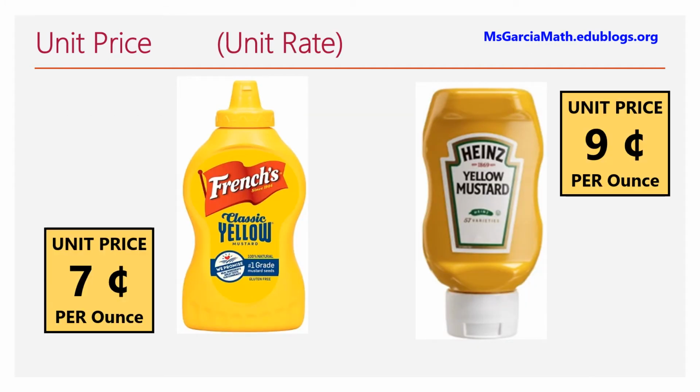The unit price is a unit rate that people use for comparing the price of products. Here we have two options. One is worth 7 cents per ounce and the other is worth 9 cents per ounce. Which one is the best buy?